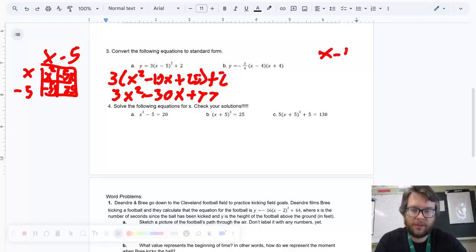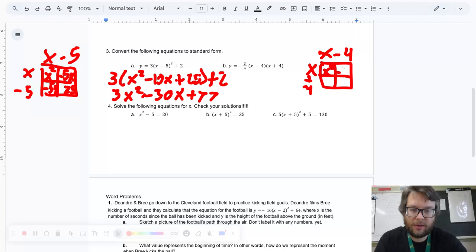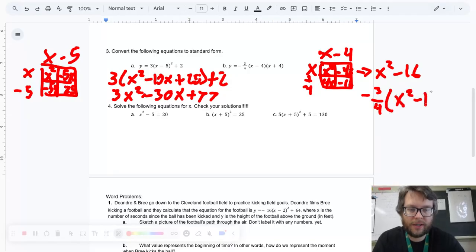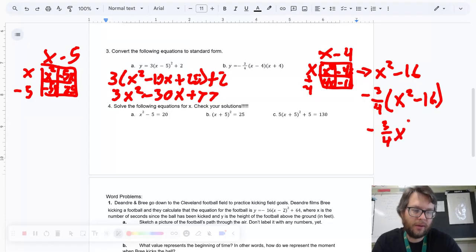Similar process on this one. If I do x minus 4 by x plus 4, now I get x times x, negative 4 times x, positive 4 times x, negative 4 times positive 4. That ends up being x squared minus 16. I have a negative 3/4 in front of x squared minus 16. So I have a negative 3/4 x squared, and 3/4 of 16 is 12. Two negatives make a positive, so I have 12.